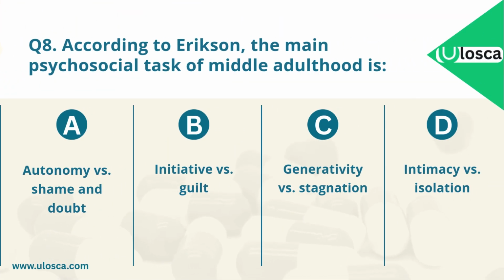Question 8. According to Erikson, the main psychosocial task of middle adulthood is A. Autonomy versus shame and doubt. B. Initiative versus guilt. C. Generativity versus stagnation. D. Intimacy versus isolation. Which one is the correct answer?